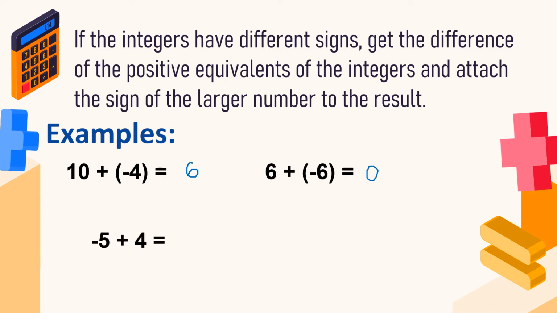And negative 5 plus 4. So subtract again. 5 minus 4 is 1. And the sign of the largest number is negative. So negative ang magiging result.